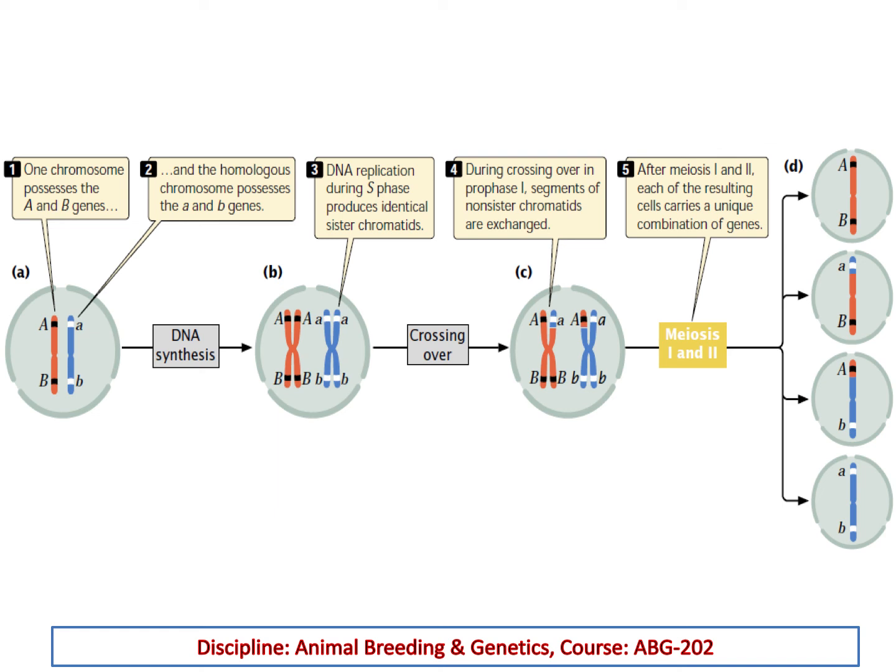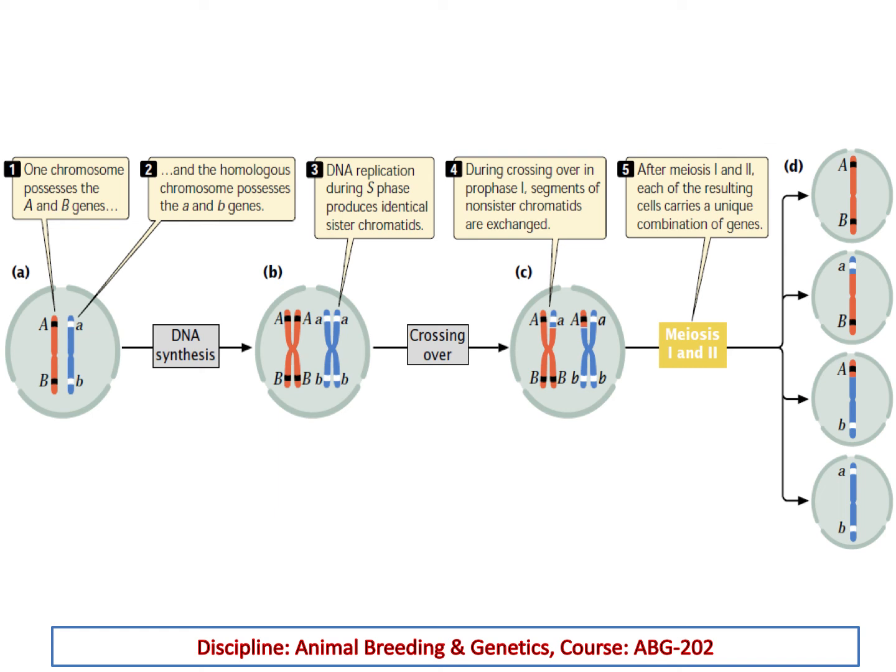So this diagram again explains how the crossover event occurs. There are two chromosomes. One chromosome possesses capital A and capital B genes, and the other one has small a and small b genes. So during DNA synthesis, there is a duplication of the chromosome.